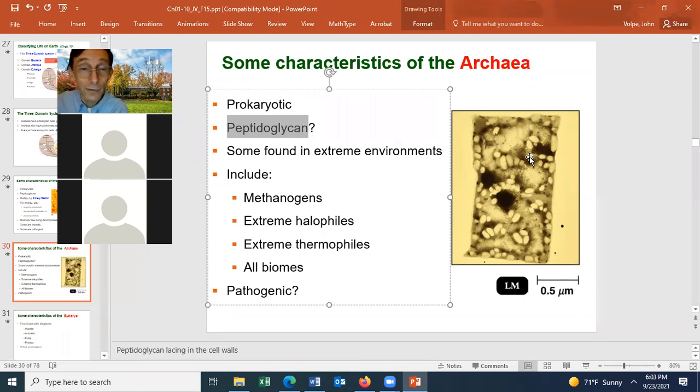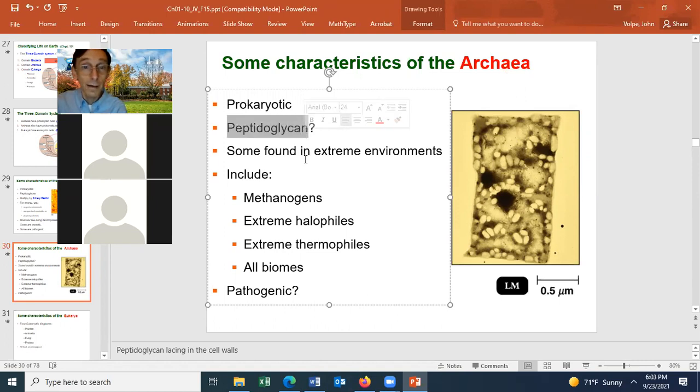Generally, the archaea do not have peptidoglycan in their cell walls. There are a few exceptions, and we're not going to talk about them in this class. And they only have a little bit of peptidoglycan. But generally, the archaea lack peptidoglycan. So peptidoglycan is a molecule generally only found in the bacteria.